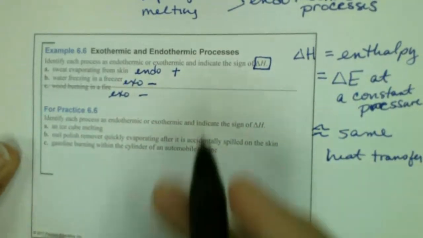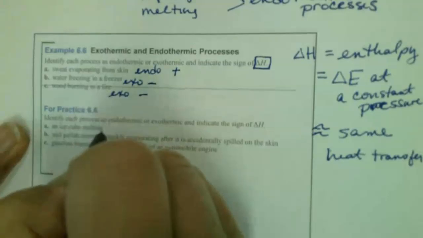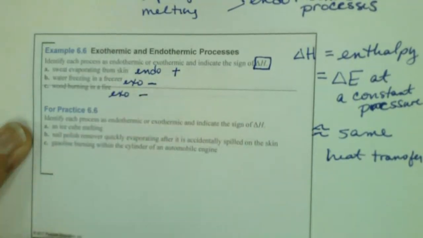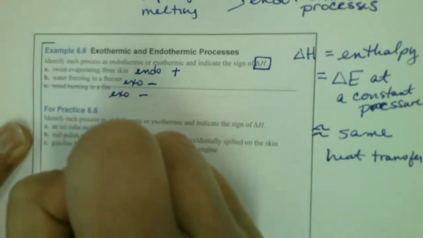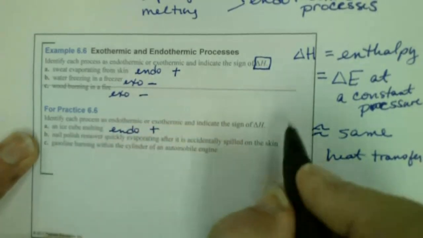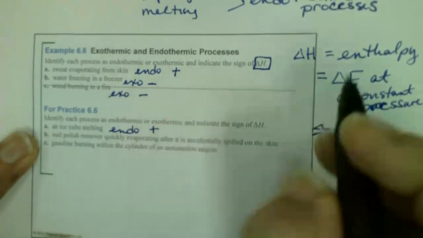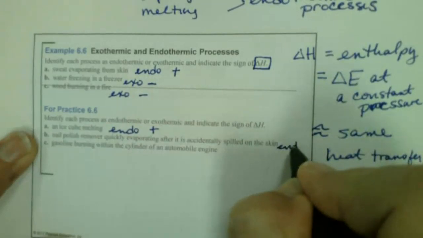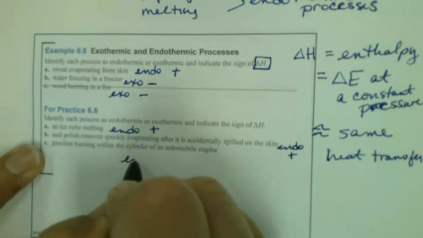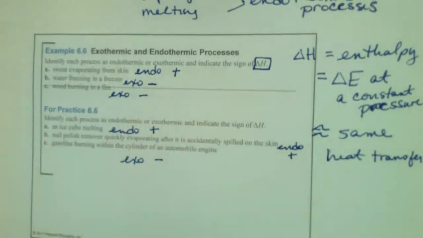If we look at the bottom, very similar to before, if we're melting, we're going to a less organized state. So that's going to be an endothermic or positive delta H. Evaporating, endothermic, positive delta H. And burning, exothermic, negative delta H.